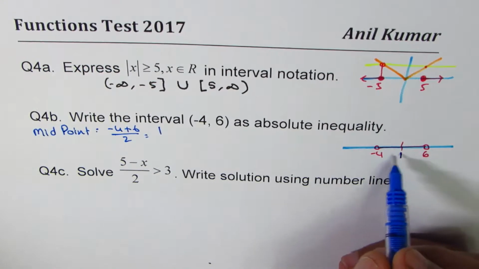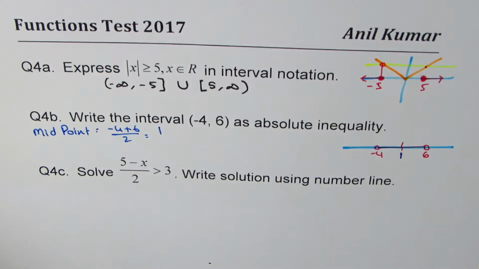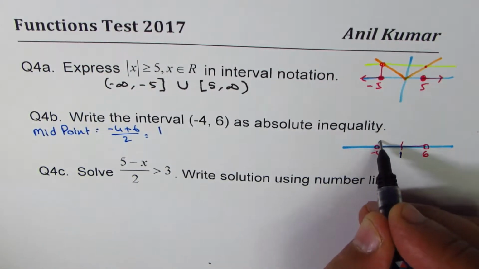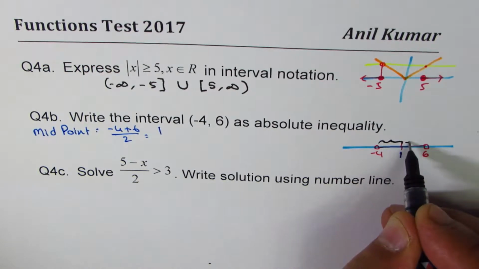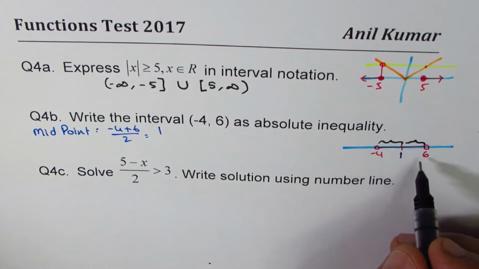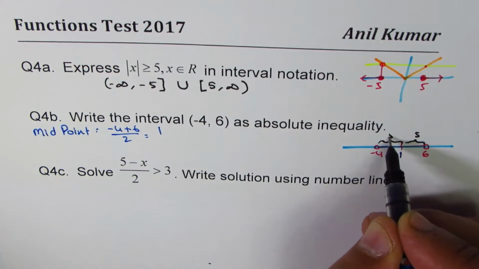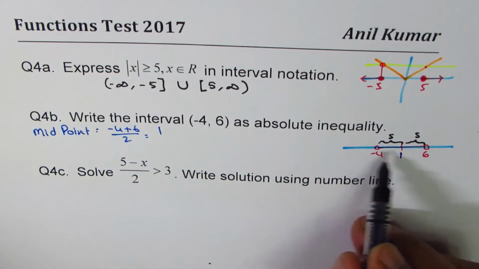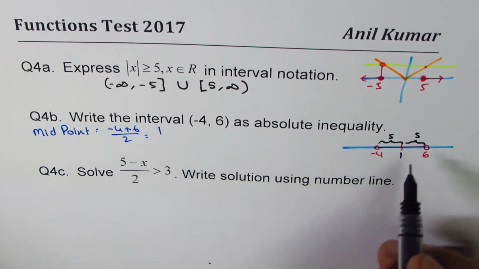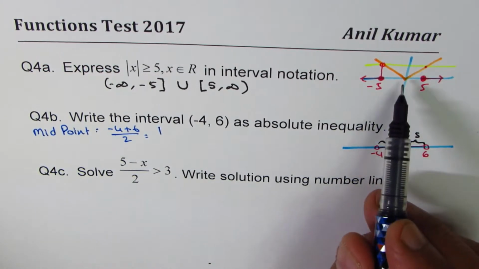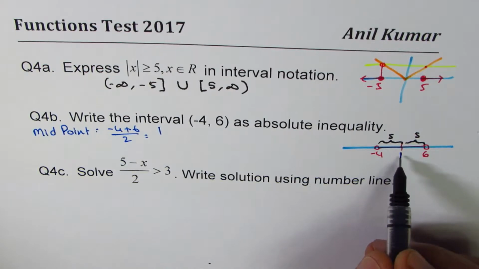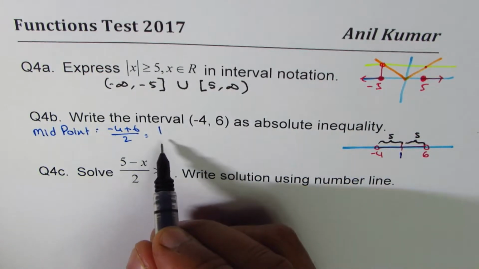Now from 1, how far are we? That is to say, what is this distance? And what is this distance? Well, 6 minus 1 is 5. 1 minus -4 is also 5. And we are within this interval, right? So we are 5 units away when the absolute function is translated 1 unit to 1.